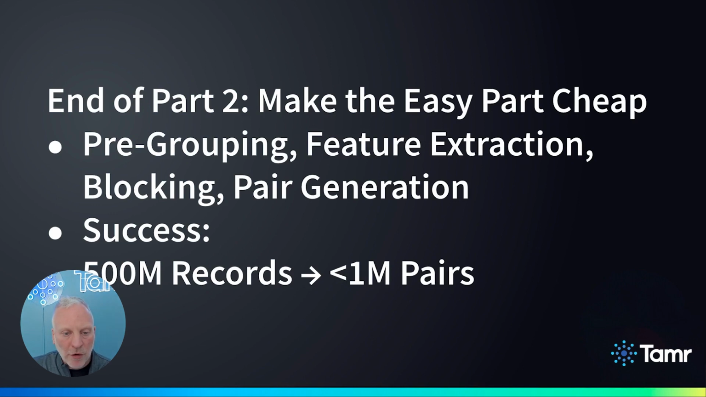This is the end of part 2, how to make the easy part cheap. We covered pre-grouping, feature extraction, blocking, and pair generation, collectively the easy part, and provided a measure of success in which we are able to reduce the number of comparisons we need to do on those 500 million records to under 1 million pairs.